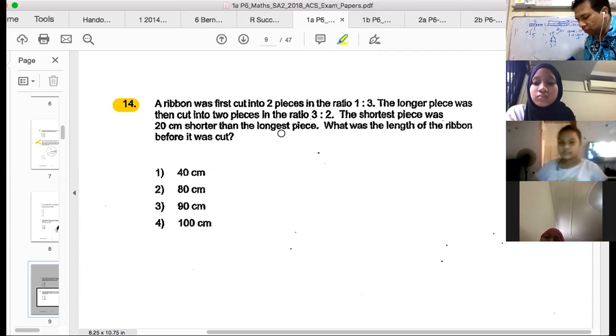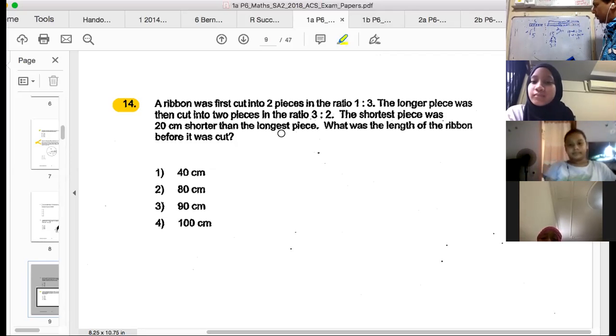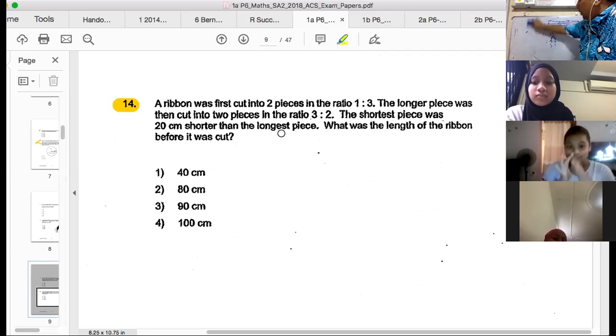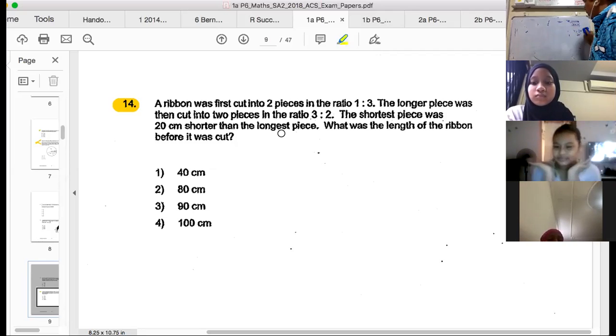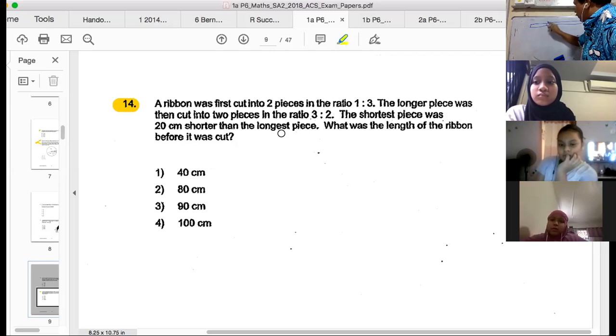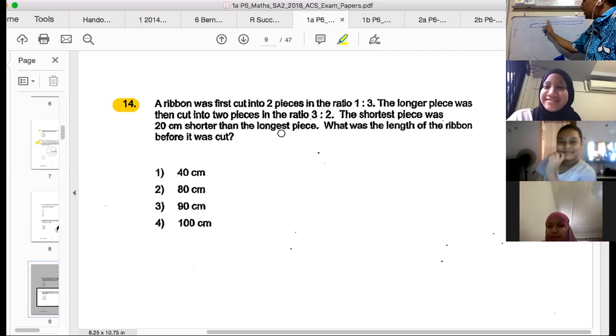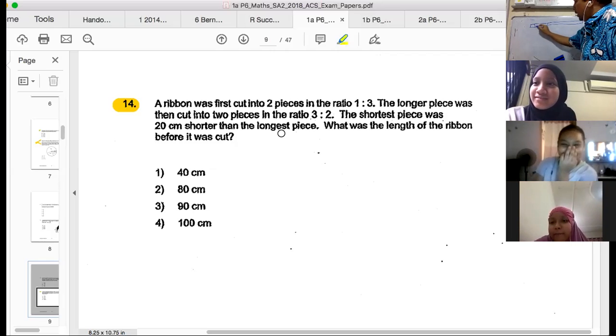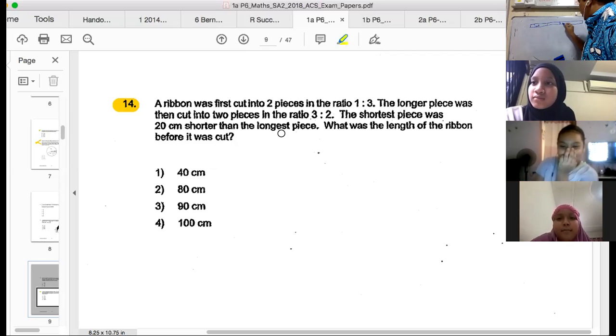But I know you sound lost because I'm going very, very fast, is it? So now we go step by step. I teach you one by one. You try this question now. I have one piece of ribbon all together at first. At first it's like that. Then I cut. There's 1 unit here, 3 units here.